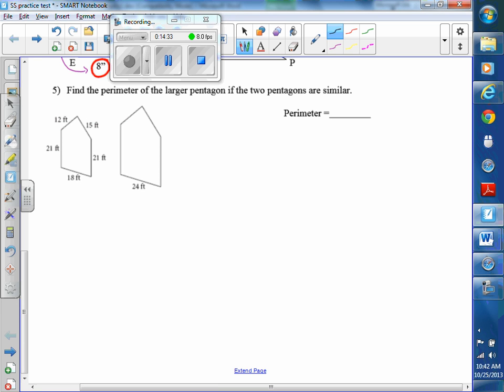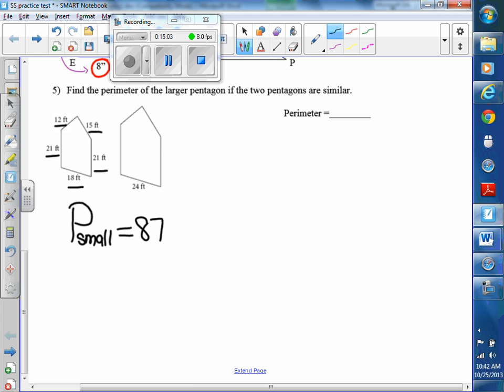I added up all of them on the first shape. So you found the perimeter of the first shape. So we'll just call it the perimeter of the small shape. And I got 87, just by adding all these numbers up. Then I multiplied it by 1.3 repeating, 1 and 1/3.